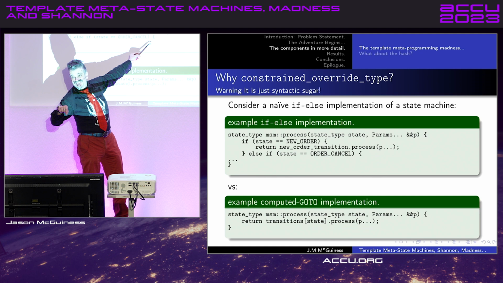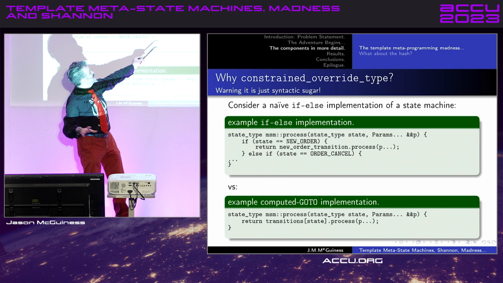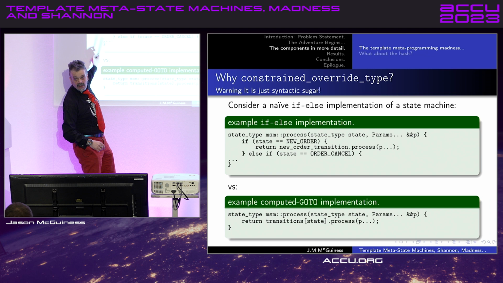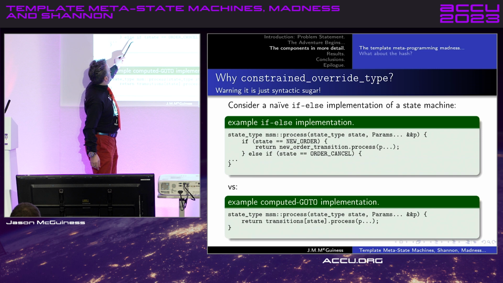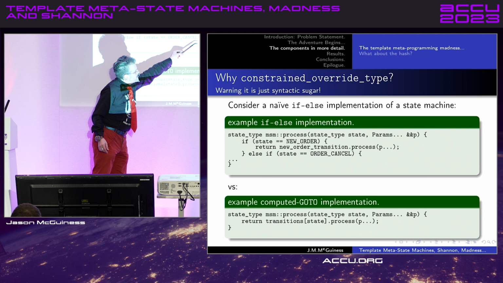And I've tried to put those in, but I might have forgotten a few places. Remember, this is schematic. This code will obviously not compile, right? It is extremely unlikely any of these examples will compile. And if they did compile, I apologize sincerely, because I didn't summarize them well enough. And we can see here's our next state, order cancel, and we can imagine we've got a return order cancel transition dot process. We know the overloads, we know the types.